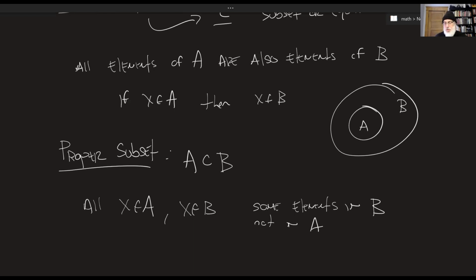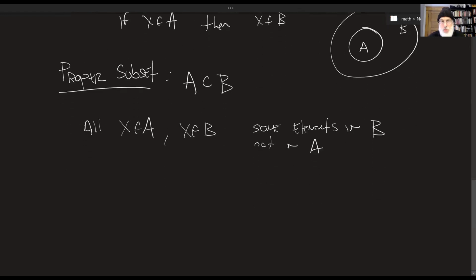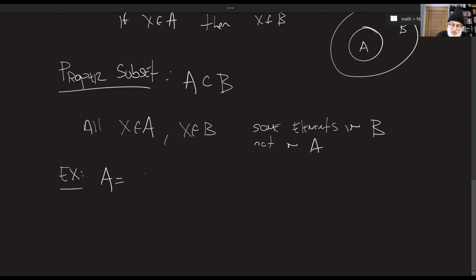I generally use proper subsets when I know that A and B, in this case, would be different sets. If I don't know, I always use the possibility that they're the same. So let's look at an example. Let's say that A is the set that has the elements 1 and 2.